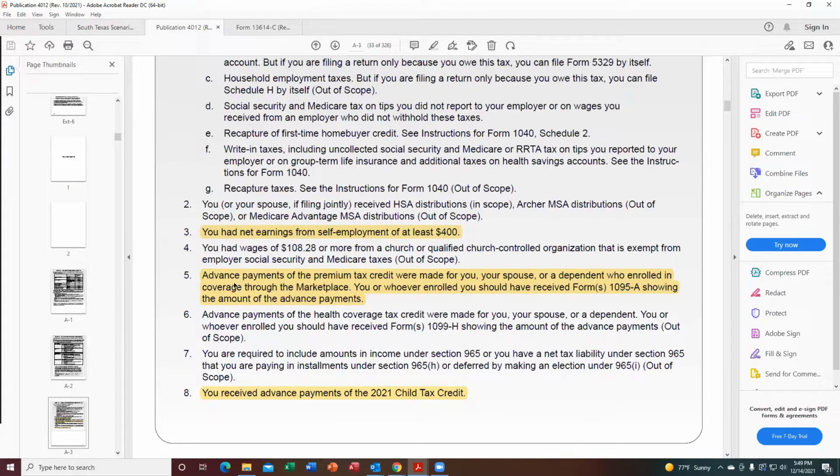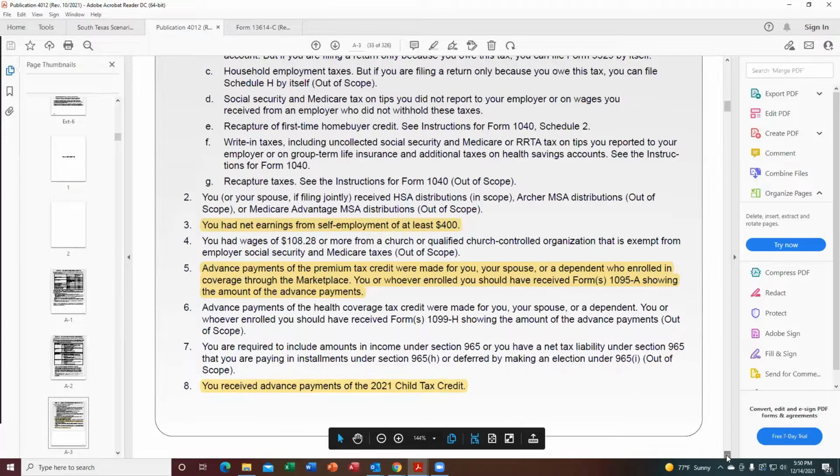Someone who has gotten their health insurance through the marketplace and received advanced premium tax credits, and they have Form 1095-A. So that's an automatic. If they have that form, they must file. They don't have a choice. Look at the last one, number 8. That's a significant change.